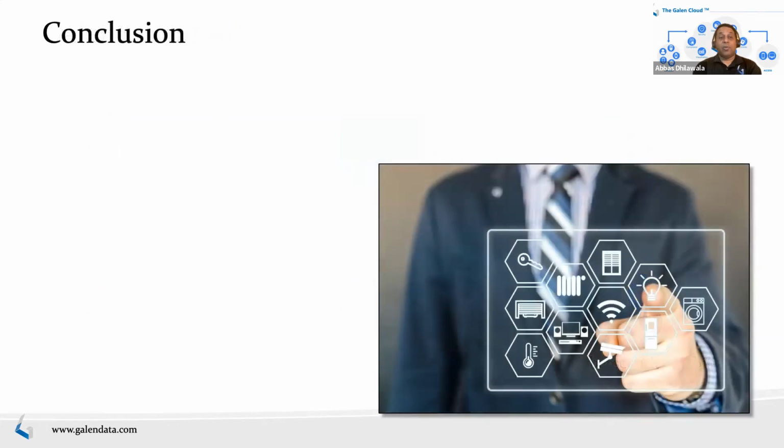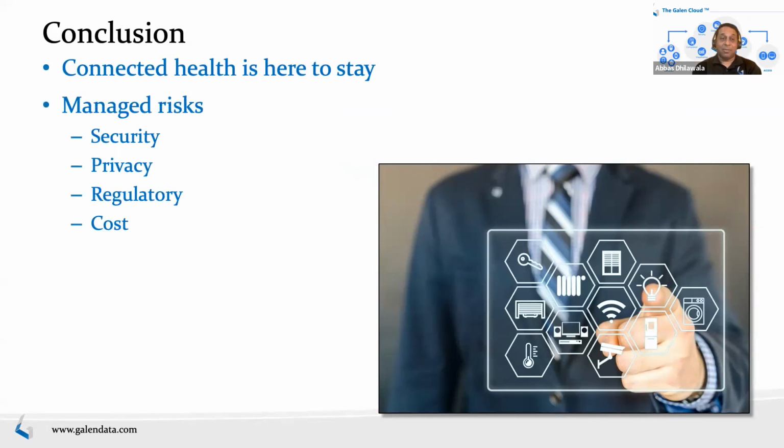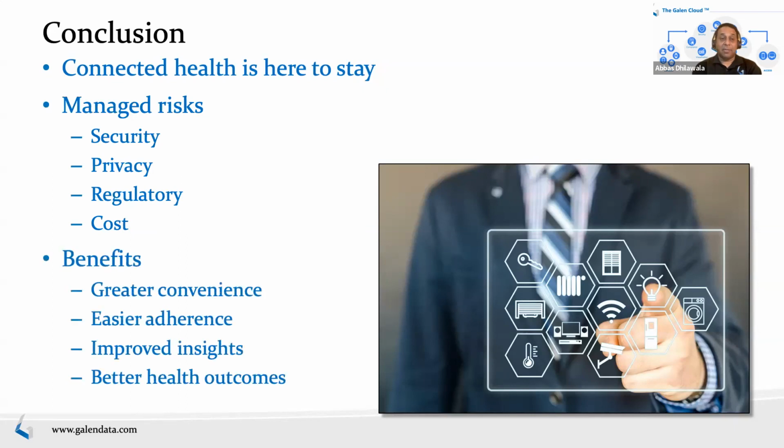So in conclusion, connected health is here to stay. There are a few risks that can be managed in terms of security, privacy, and regulatory cost, but the benefits in terms of greater convenience, easier adherence, improved insights, and better health outcomes are worth the risk, at least that's what I think.